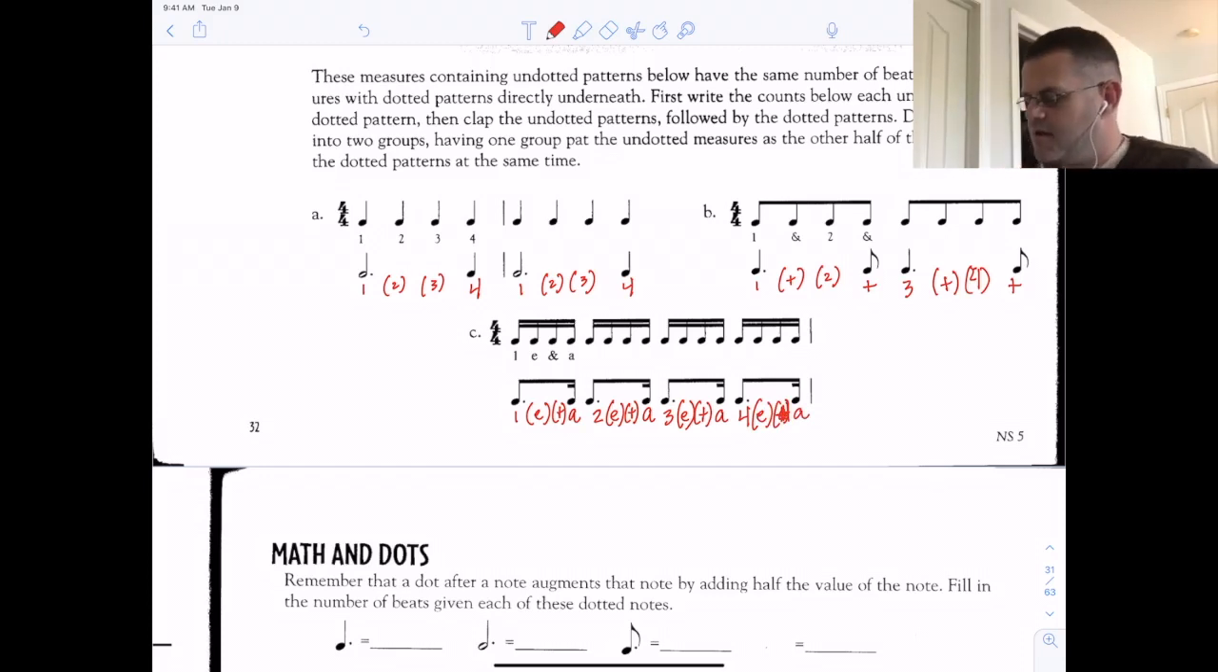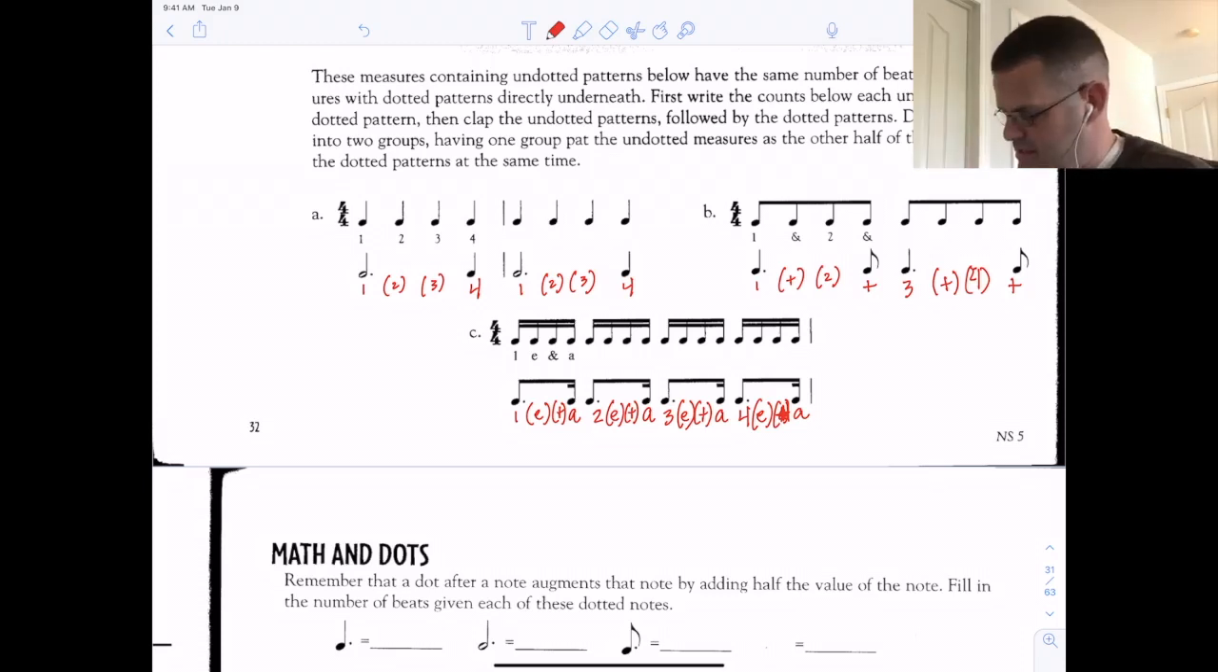So clapping A, it will go 1, 2, 3, 4, 1, 2, 3, 4. B, 1 e and a 2, 1 and 2 and 3 and 4 and 1 and 2 and 3 and 4 and, that's the one. And C, 1 e and a 2 e and a 3 e and a 4 e and a.